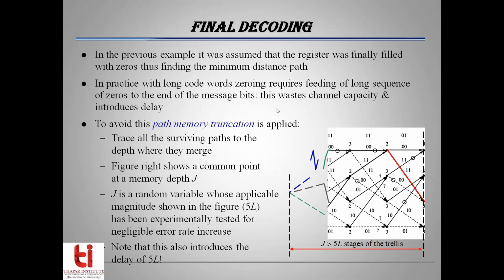Now, in the previous example, it was assumed that the register was finally filled with zeros, thus finding the minimum distance path. In practice, however, with long code words, zeroing requires feeding a long sequence of zeros to the end of the message bits. This wastes channel capacity and introduces delay. To avoid this, memory truncation is applied. What we do is trace all the surviving paths to the depth where they merge. Then we can understand with the help of this figure that it shows a common point at a memory depth j.